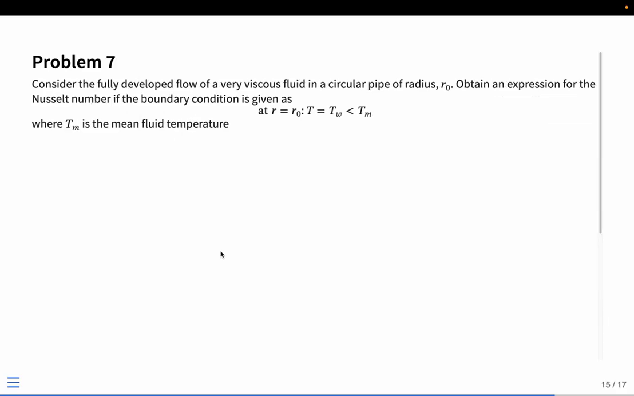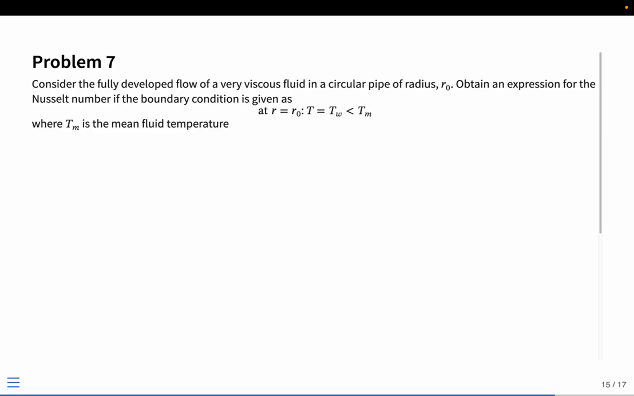This is a little bit of derivation. Consider a fully developed flow of a very viscous fluid in a circular pipe of radius r equal to r naught. Obtain an expression for the Nusselt number if the boundary condition is given as T equal to Tw, which is less than Tm. Tm is the mean fluid temperature.